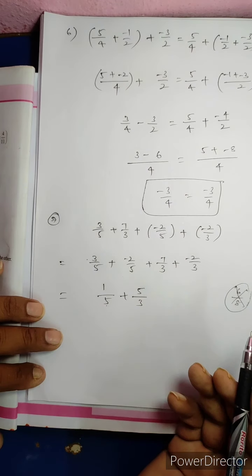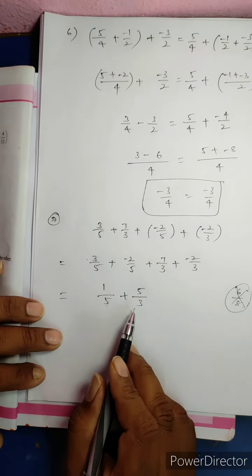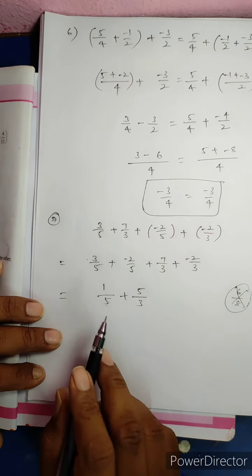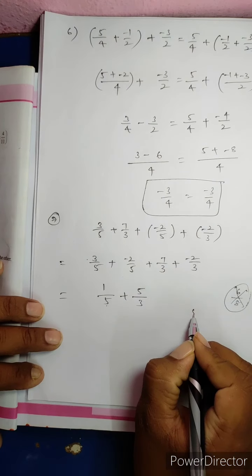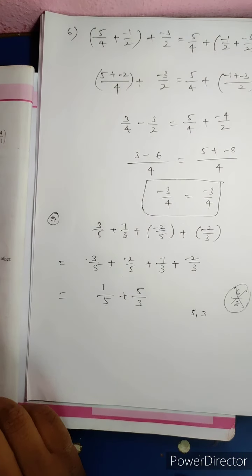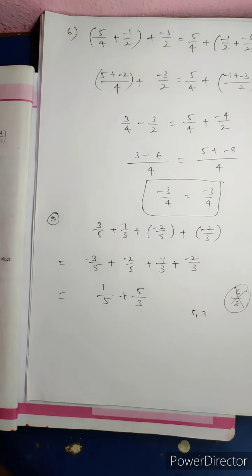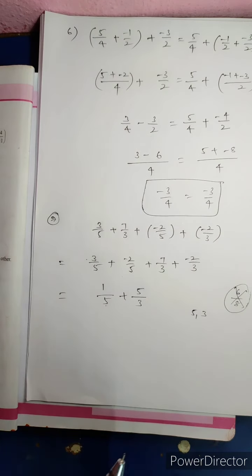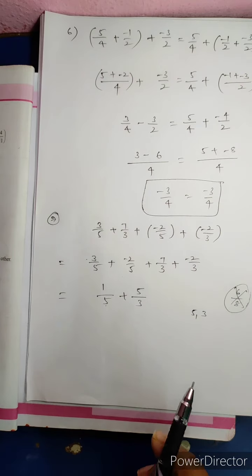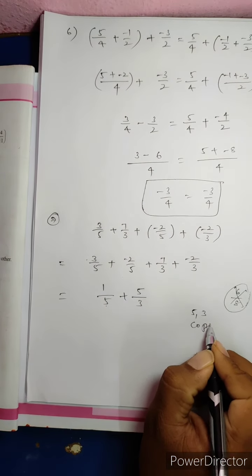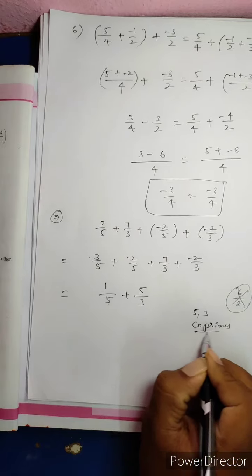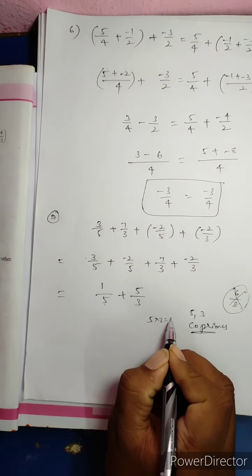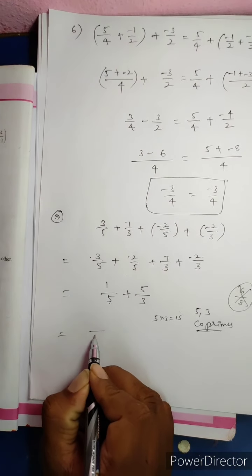To change into like fractions, first convert these two denominators into the same denominator, means find the LCM of the denominators. Here what are the denominators? 5, 3. These two are co-primes, means these two numbers' common factor is only 1. Numbers whose common factor is 1 are called co-primes. For co-primes, LCM is their product. So 5 3s are 15. Their LCM is what? 15.